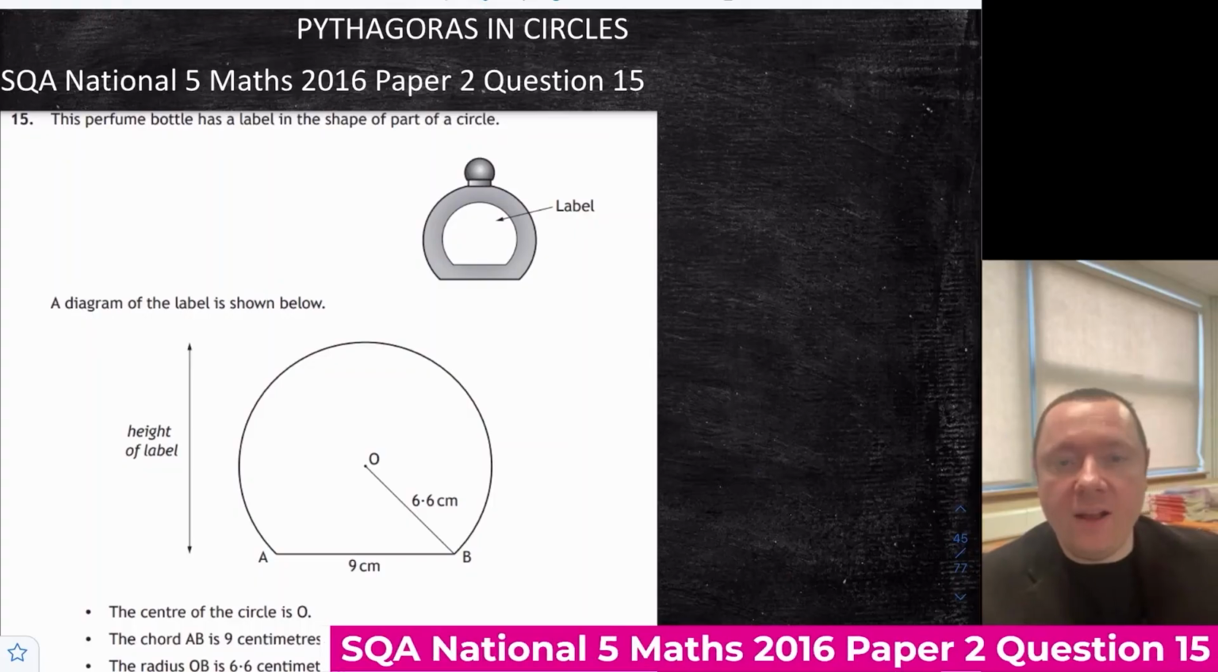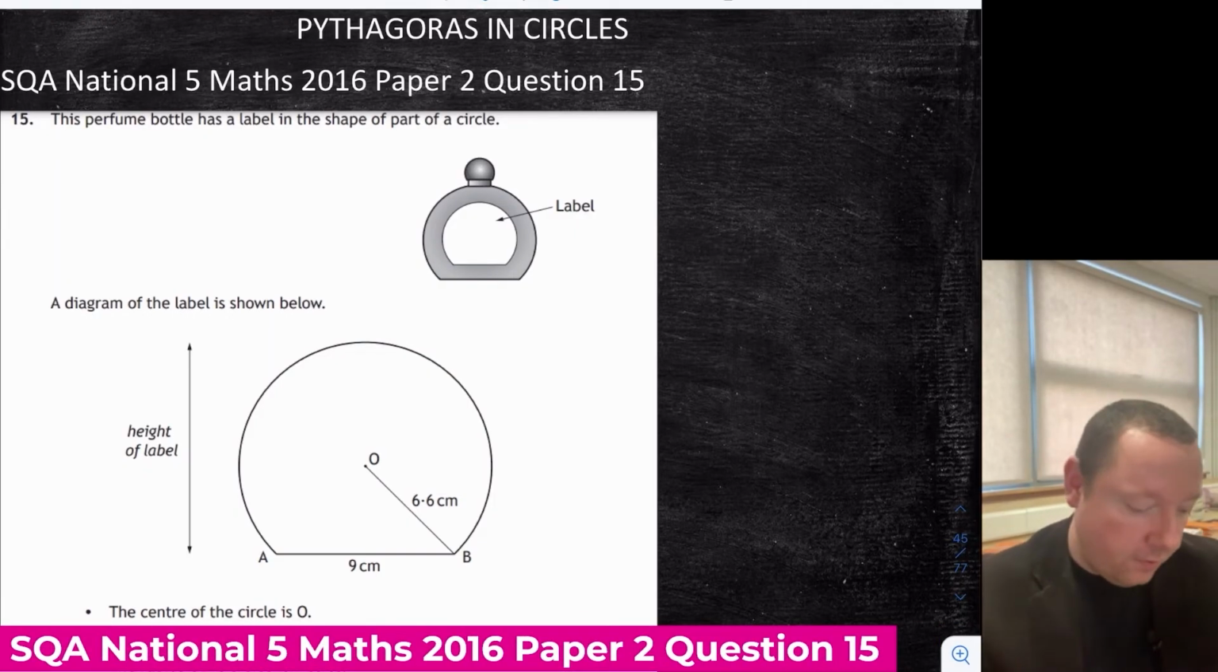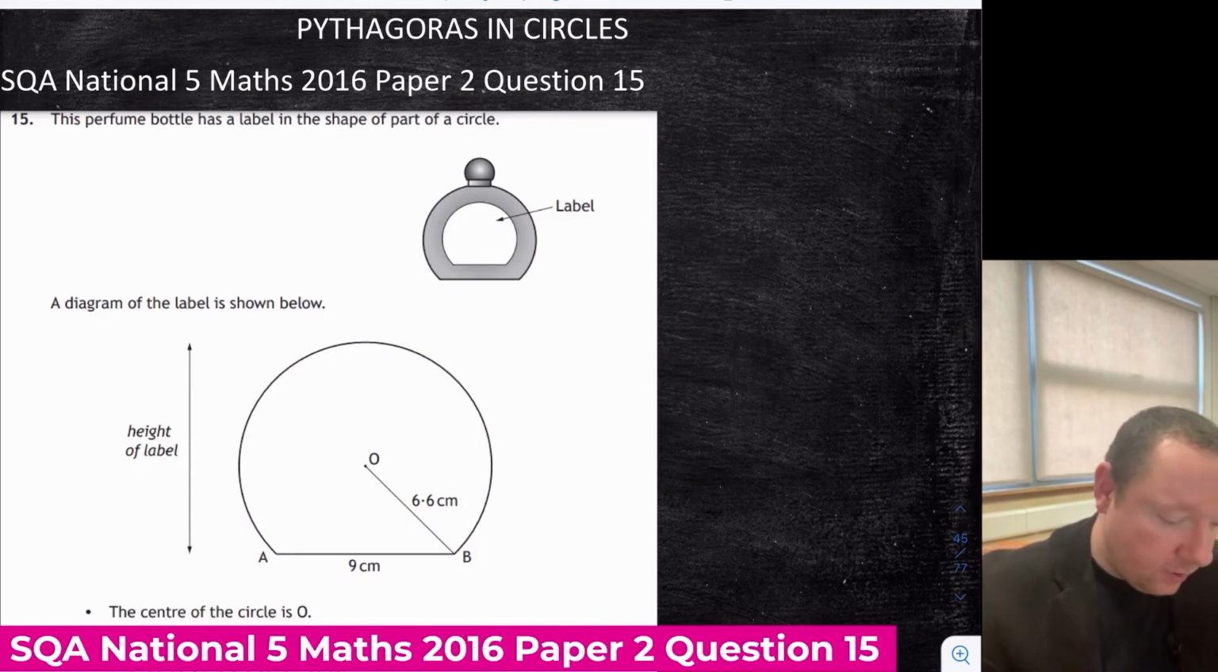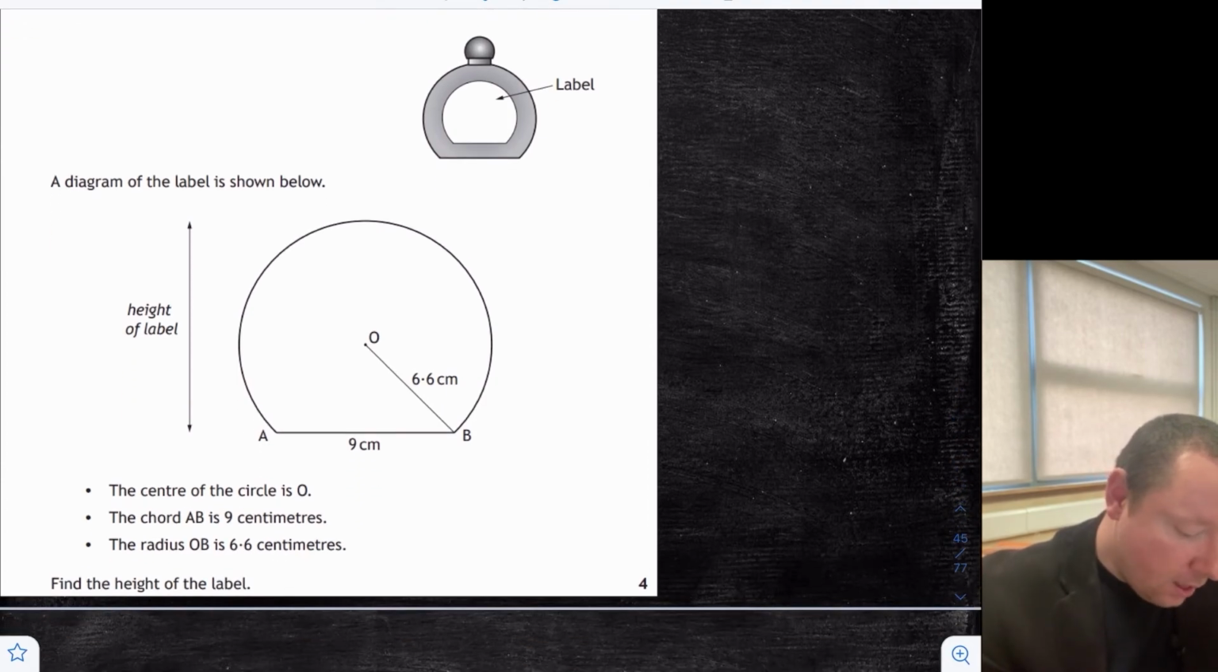Yep, so we're done. Pythagoras and Circles, SQA National 5 Maths 2016, Paper 2, Question 15, had this kind of picture where it is a bottle of perfume and it's part of a circle, and it says this is the height of the label, the centre of the circle is O, AB is a chord of length 9, radius is 6.6, calculate the height, so we have to go from here all the way up.